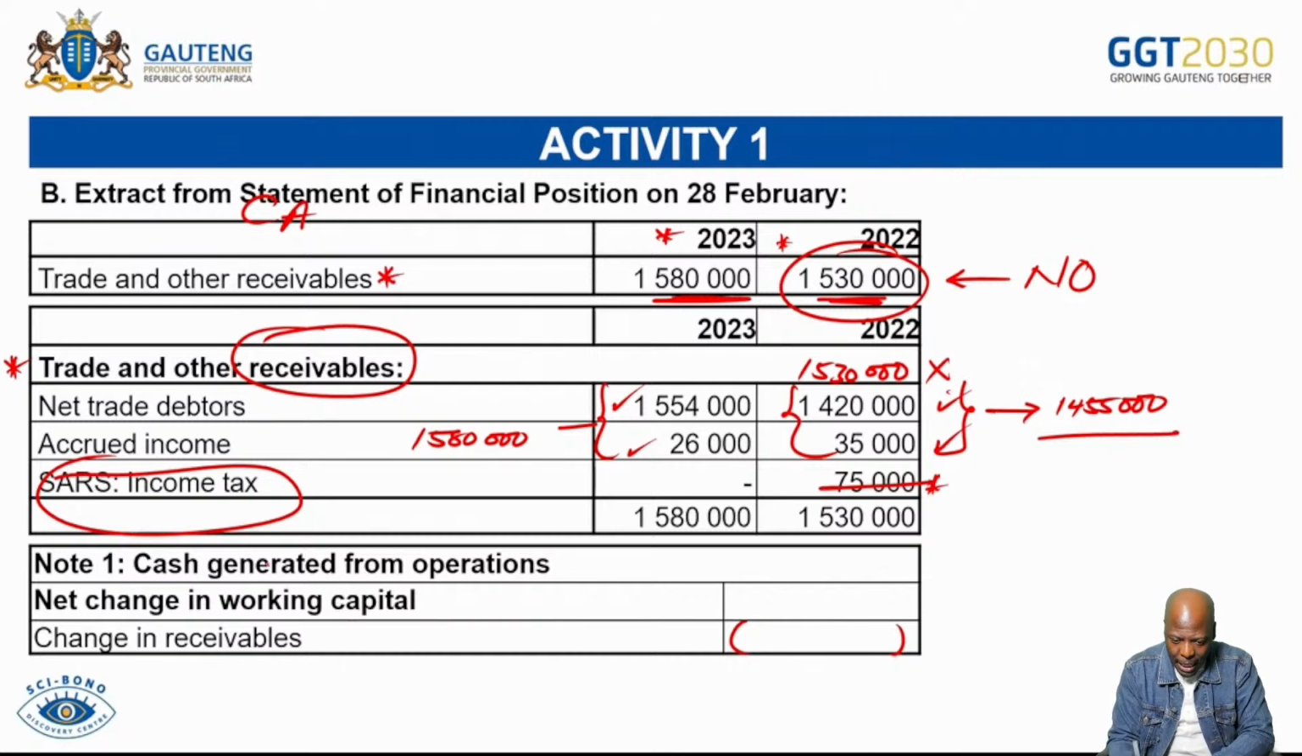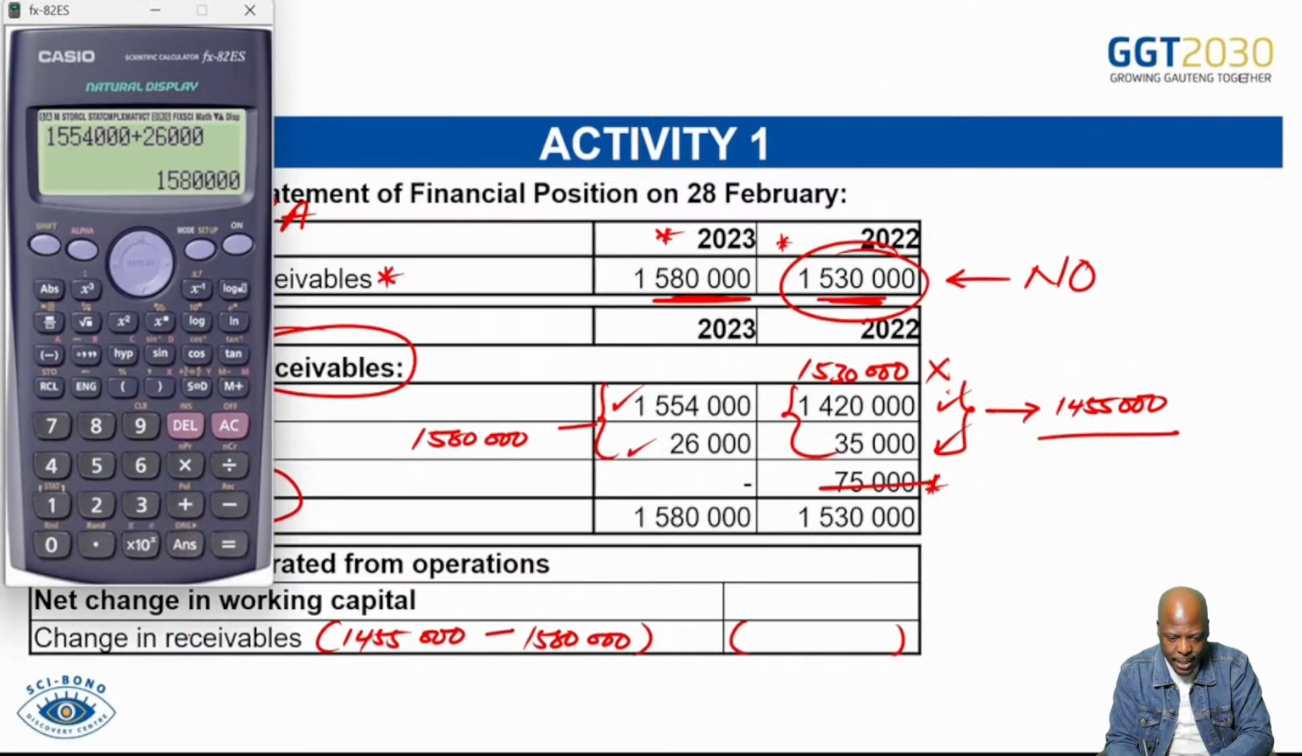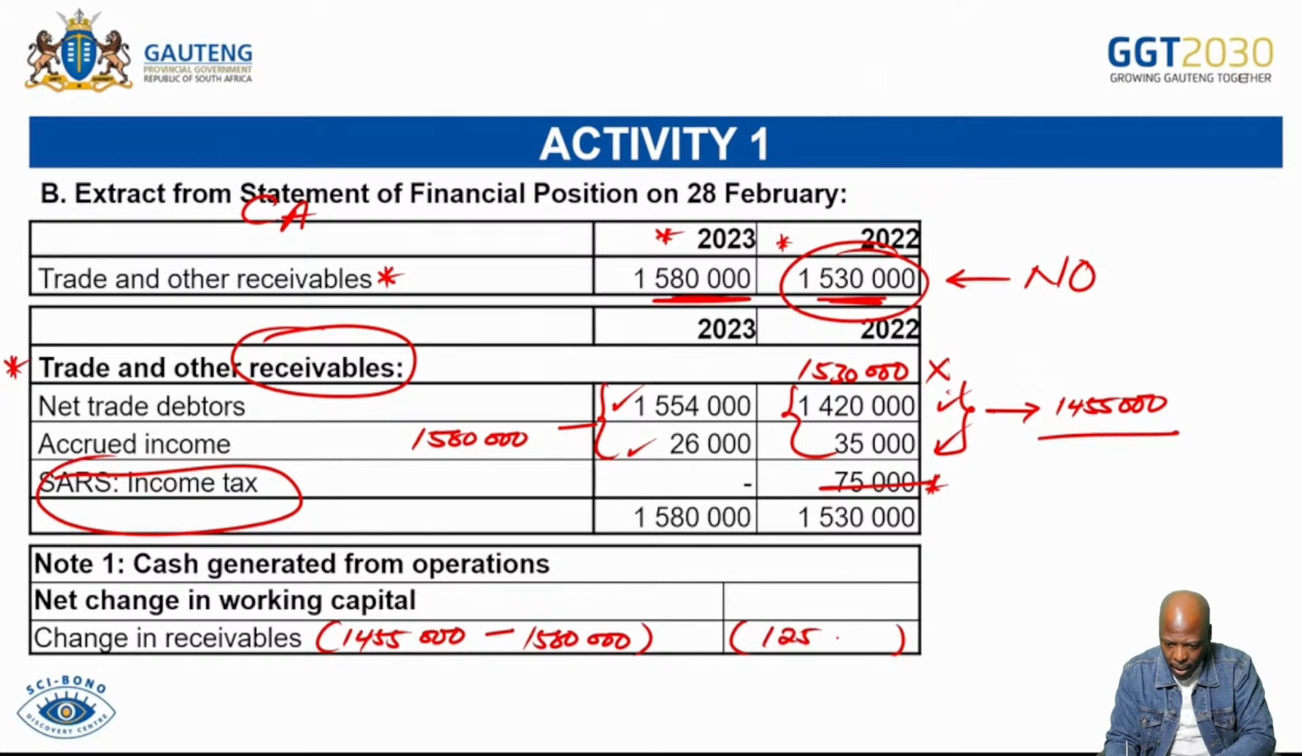Okay, so I'm going to come here and I'm going to say my 1,455,000. Then I'm going to subtract my 1,580,000. And when I do that, let's see what my calculator is going to say. The difference with 1,455,000 is going to be 125,000. So I'm coming here and I'm going to get my 125,000 like that. That's how I would do it.